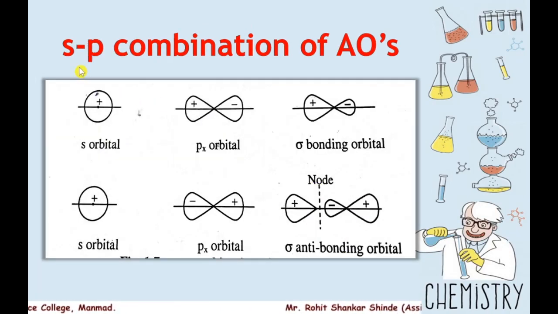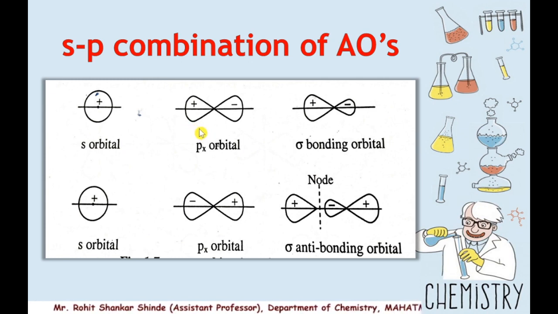Next type of combination, sp combination of atomic orbitals. In sp combination, s orbital may combine with p orbital when s orbital of one atom combines with p orbital of the other atom. This combination takes place only when lobes of p orbital are pointing along the axis joining the nuclei.